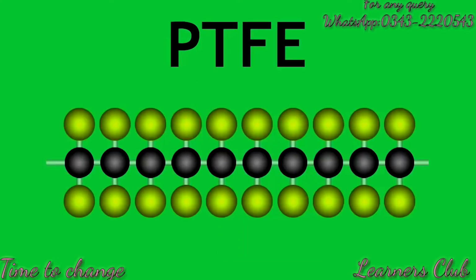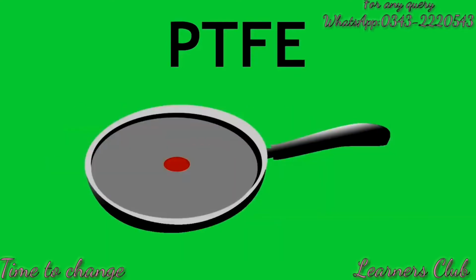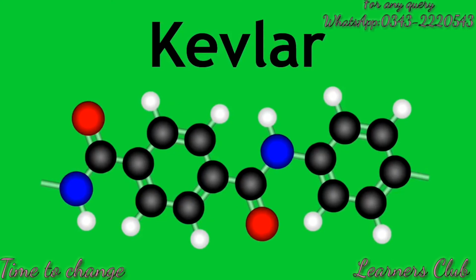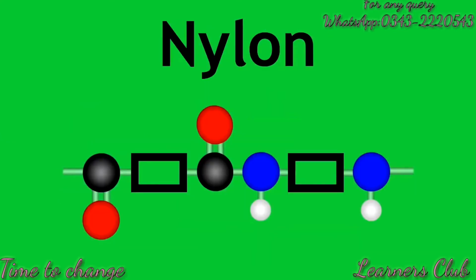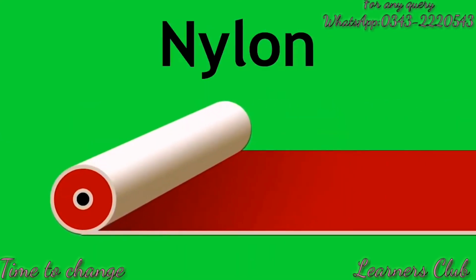Poly-1,1,2,2-tetrafluoroethene, also known as PTFE, is a non-stick coating on frying pans, as well as being used in bearings and other low-friction surfaces. Kevlar is a unique polymer in that it forms bulletproof vests and jackets. Nylon is used in textiles, clothing and carpets.